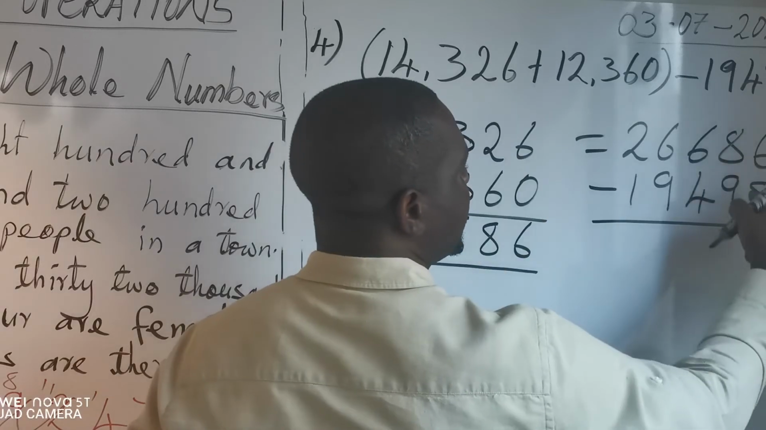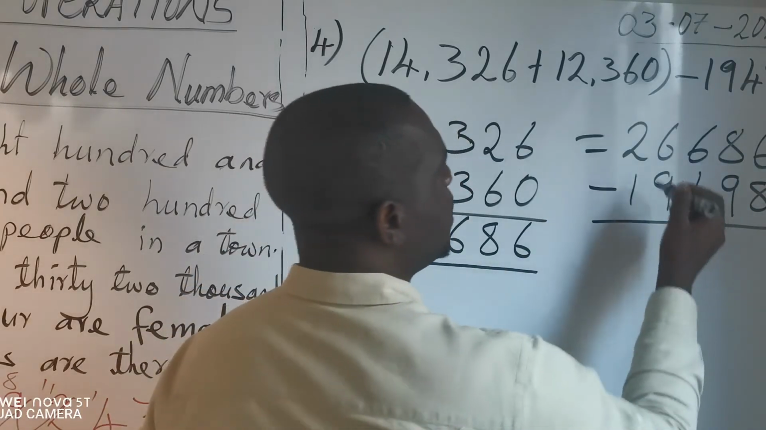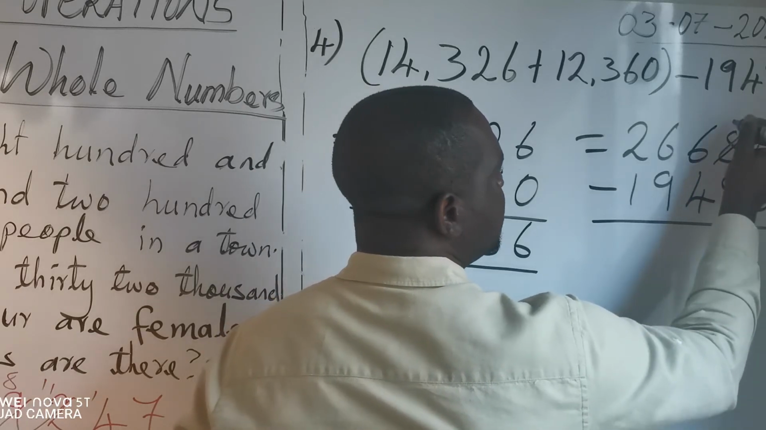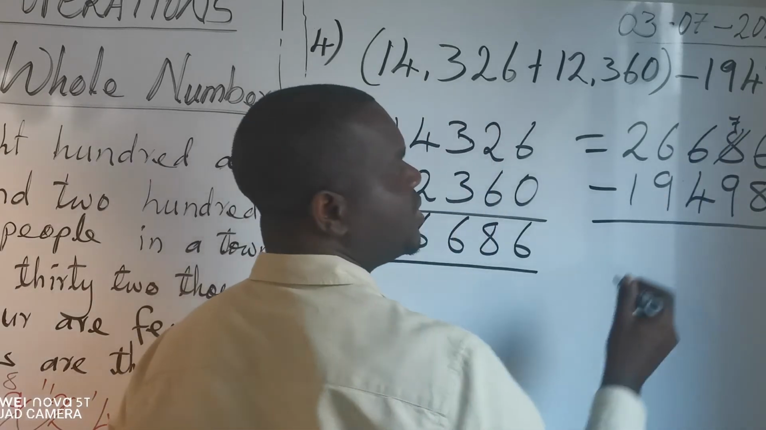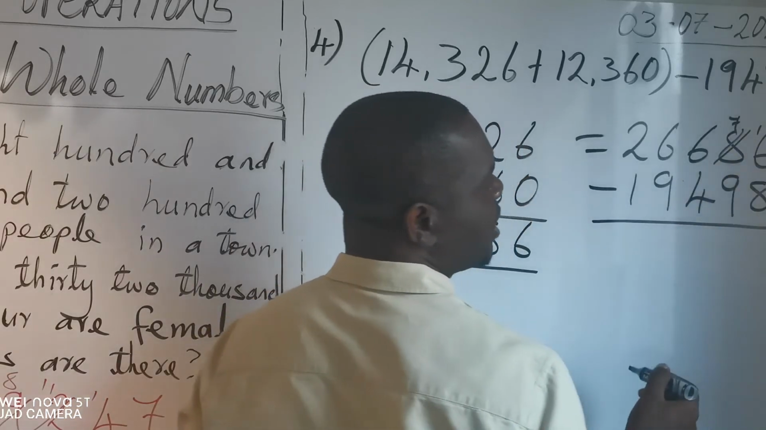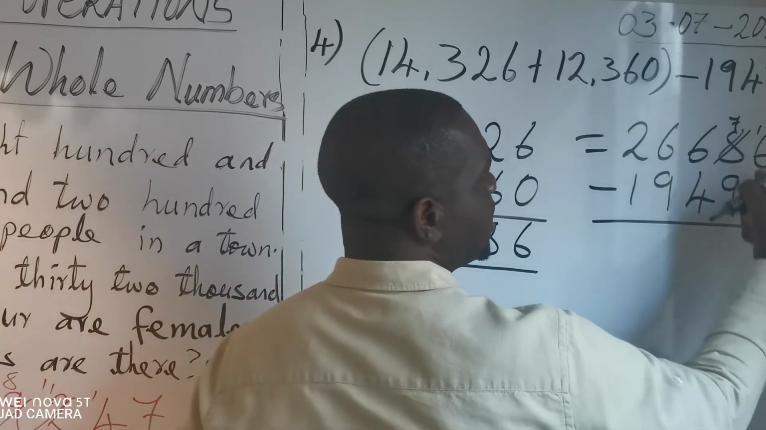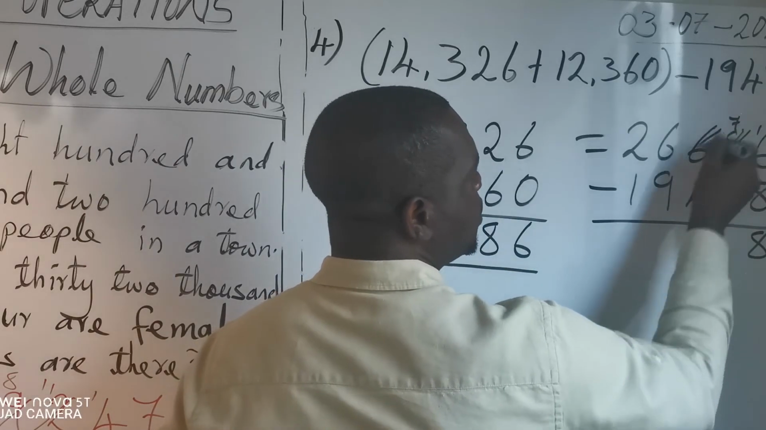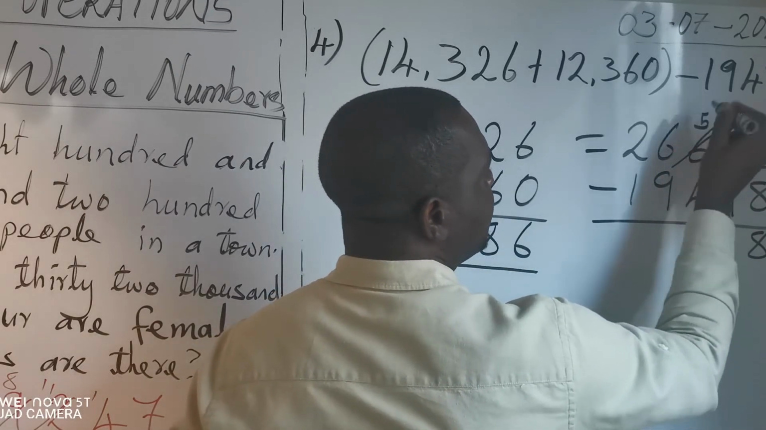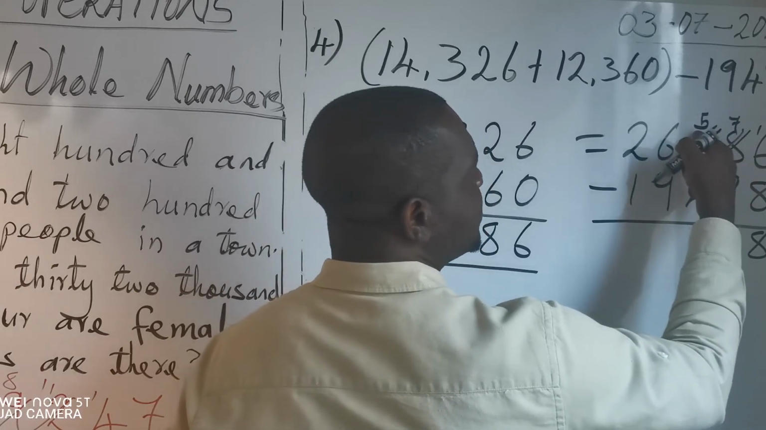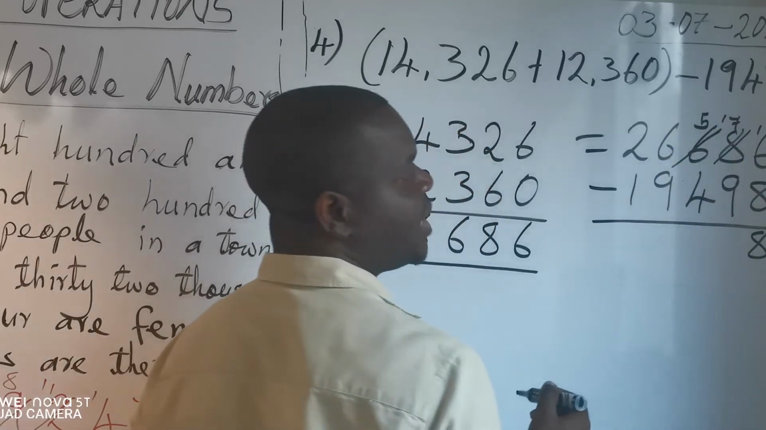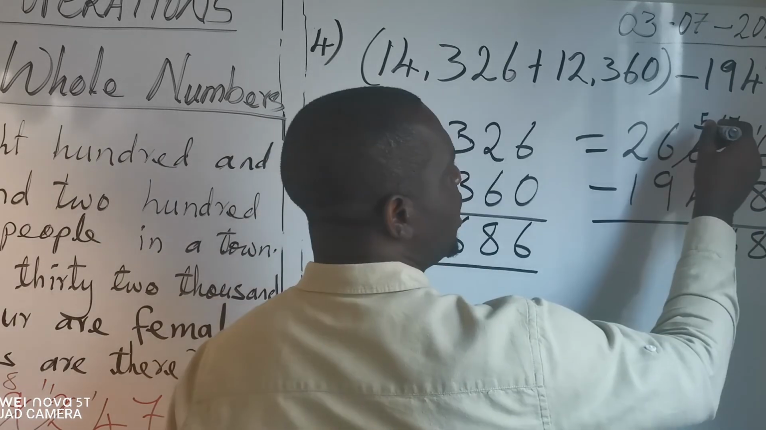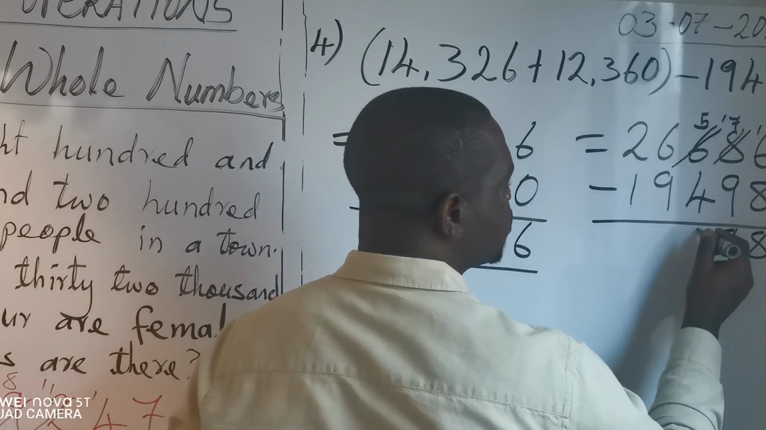6 take away 8, it cannot go. We are going to borrow from here. So we'll take 1 from 8, and what we'll be left with will be 7. 1 will come here to make it 16. 16 take away 8 is 8. 7 take away 9, it cannot go. So we are going to take 1 from 6. What we are left with is 5. We bring 1 to 7, it becomes 17. 17 take away 9 is going to give 8. We are left with 5. 5 take away 4 is 1.